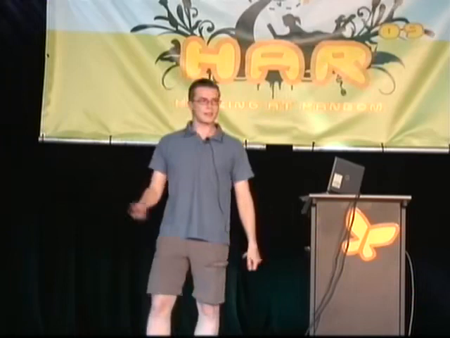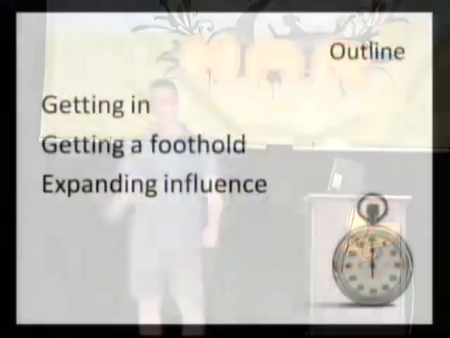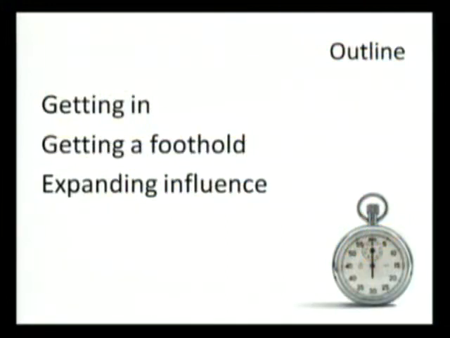So, a bit of an outline. First I'll talk a bit about getting into a network. How likely is it these days that an attacker would actually make their way into your internal network? Then a bit about getting a foothold in the network, compromising those first couple of machines, so you can go on from there. And finally, about expanding influence into a network, maybe taking over large parts of the network, perhaps even the entire network. And that's also where a bit of my own research comes into play.